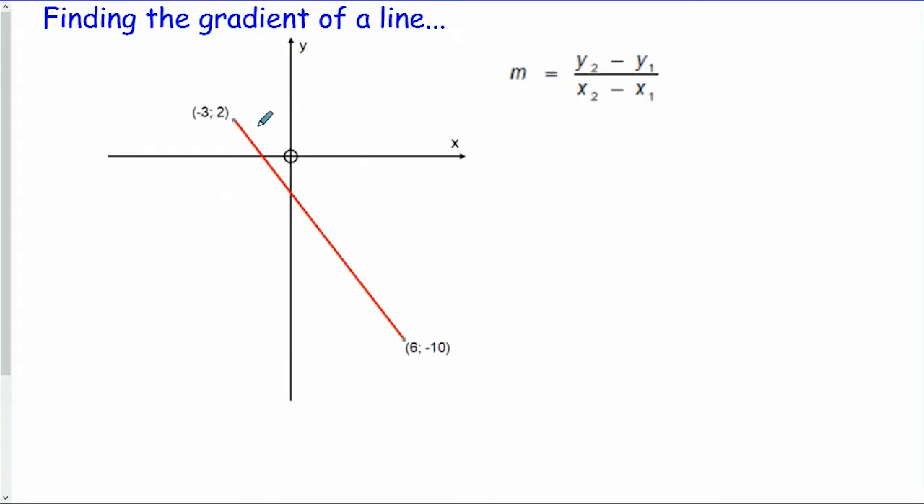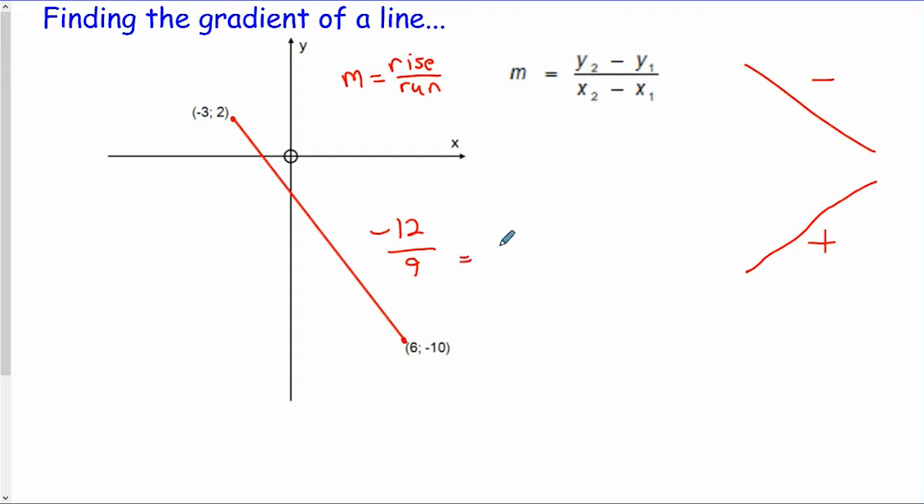Finding the gradient of a line. Again, I like to ask, well, what's happened? My thing in my head for gradient of a line is rise over run, remembering that a negative rise is a fall, and a positive rise is a rise. So this is a negative gradient, and this is a positive gradient. Because we're in a country where we read from left to right, we're always moving from left to right. This line's got a negative gradient. It's dropped down by 12, so the rise is going to be negative, and it's run across by 9. So the gradient of this line is negative 12 over 9, or negative 4 over 3.